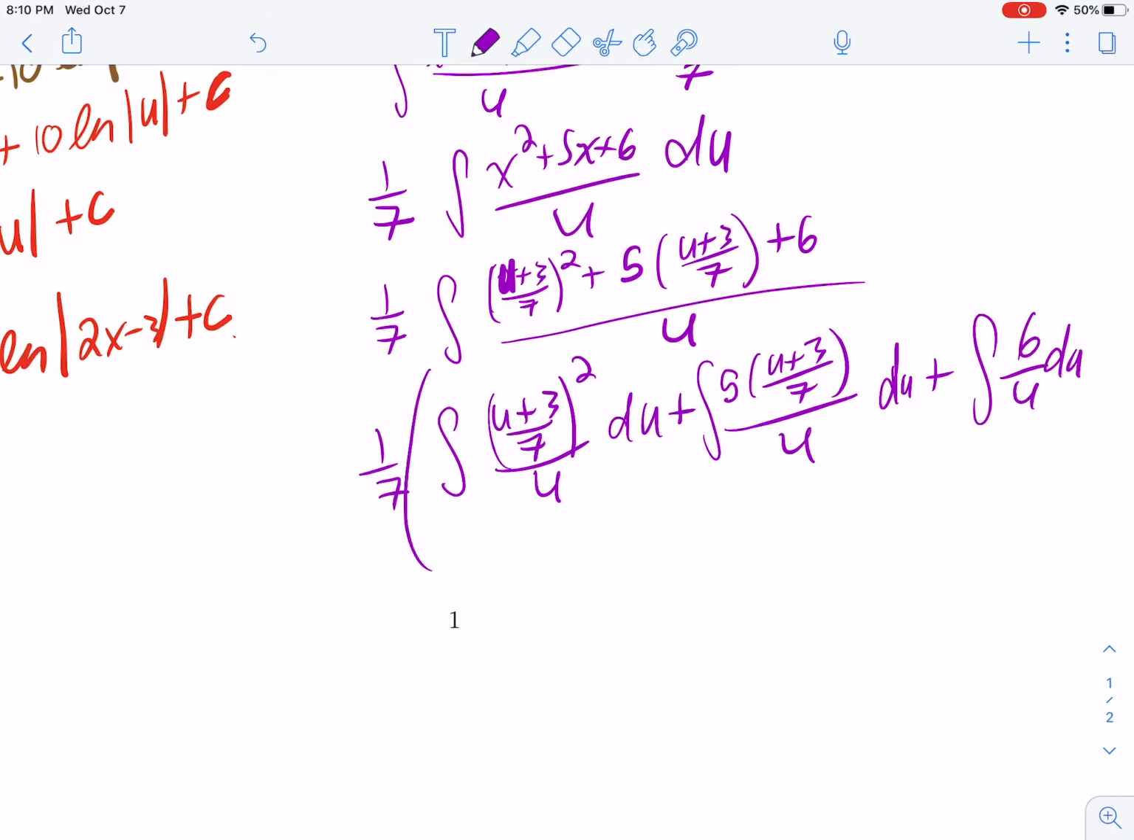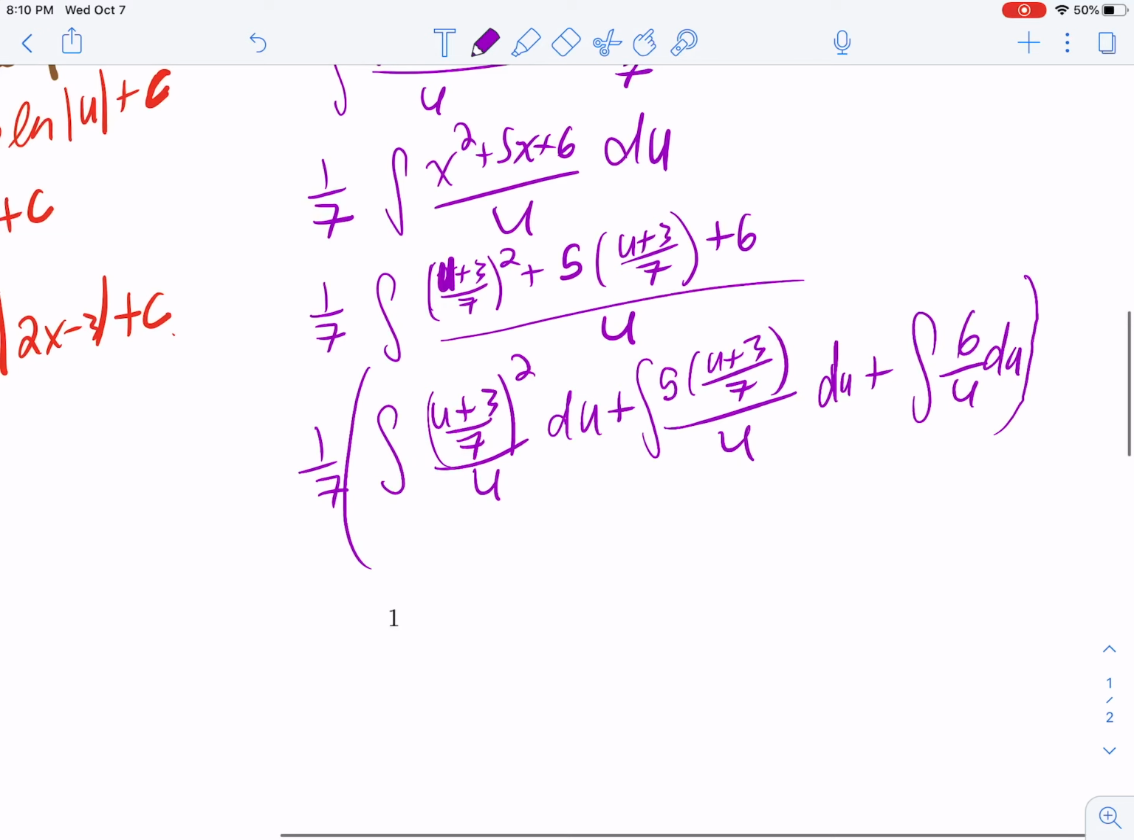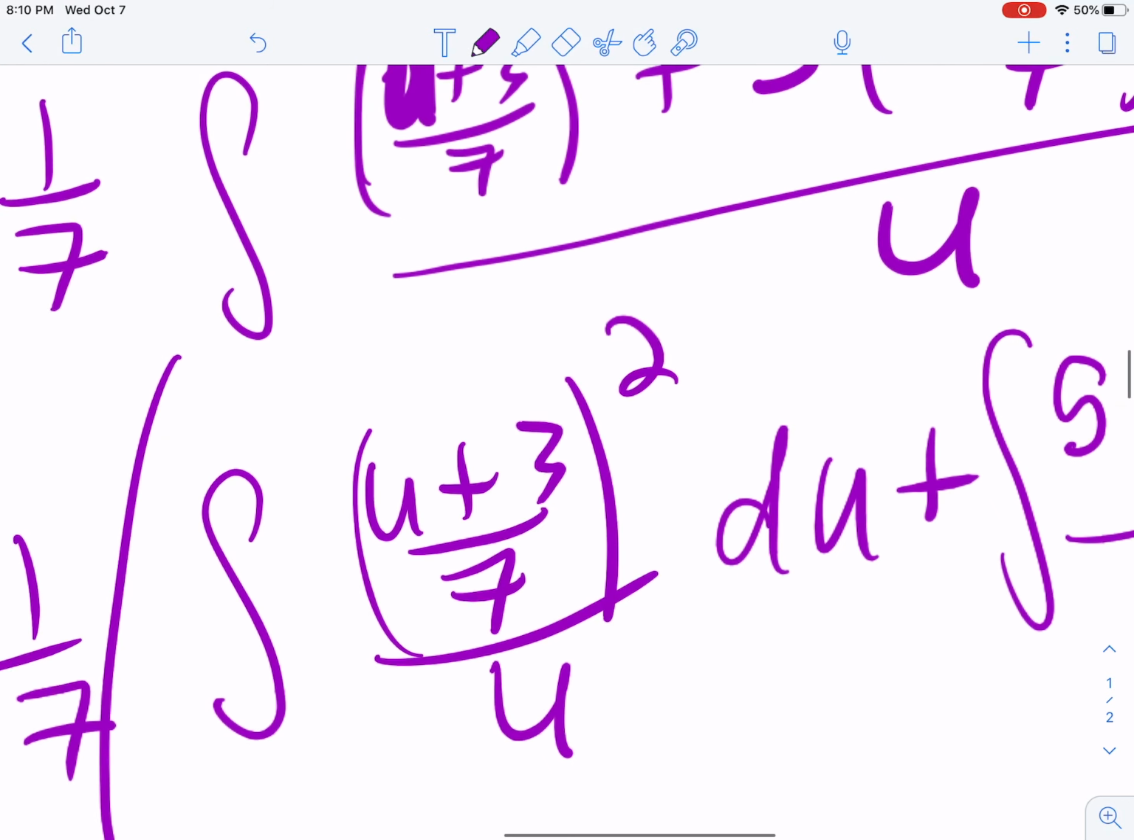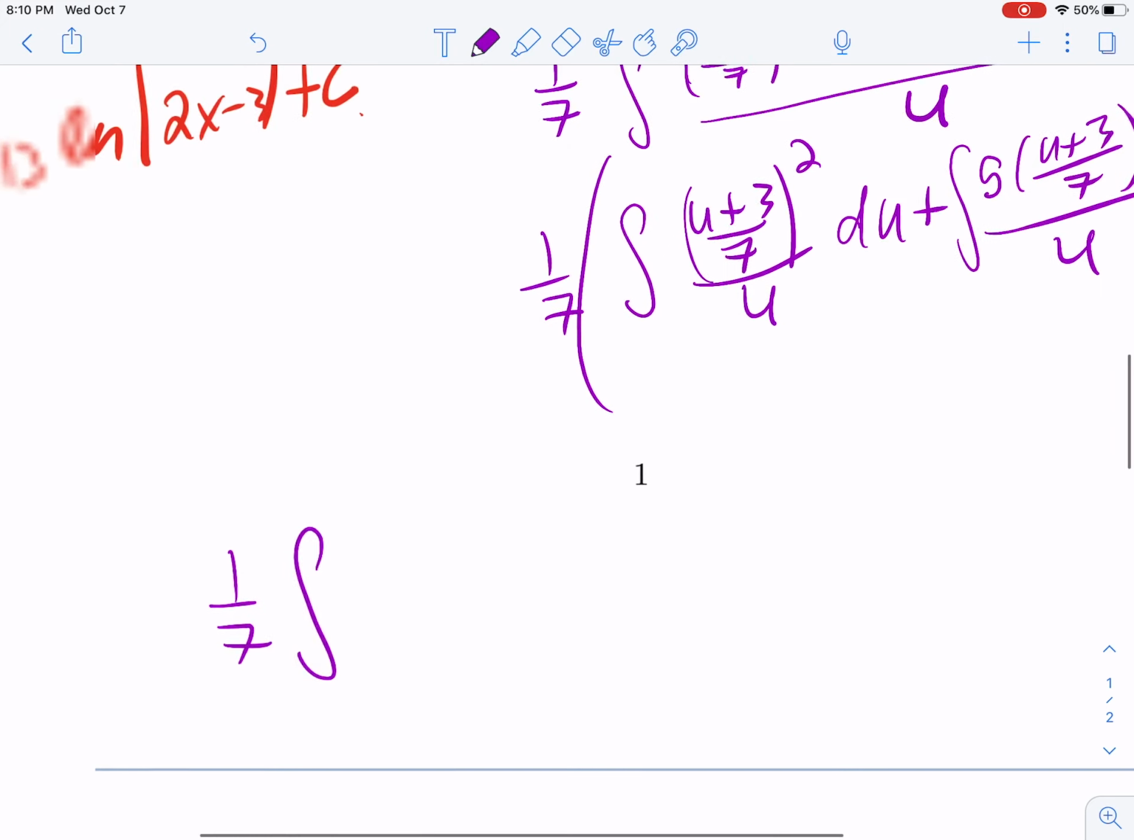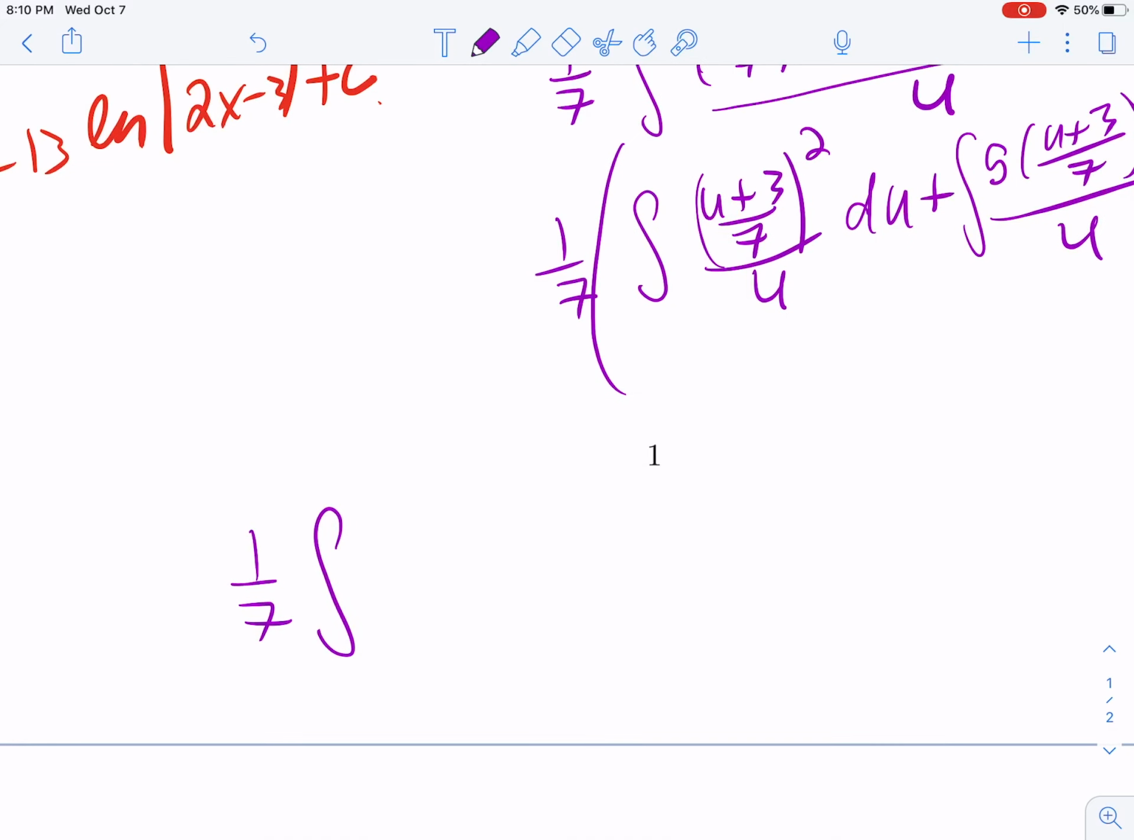And this 1 over 7 is multiplied by everything. So we got 1 over 7 times the integral of, I need to square that thing out, so I need to use the distributive property. If I do the distributive property to the top, I'm going to get u squared plus 6u plus 9. Do it to the bottom, I get 49. And if you remember, a fraction over a fraction, this is 49u du.